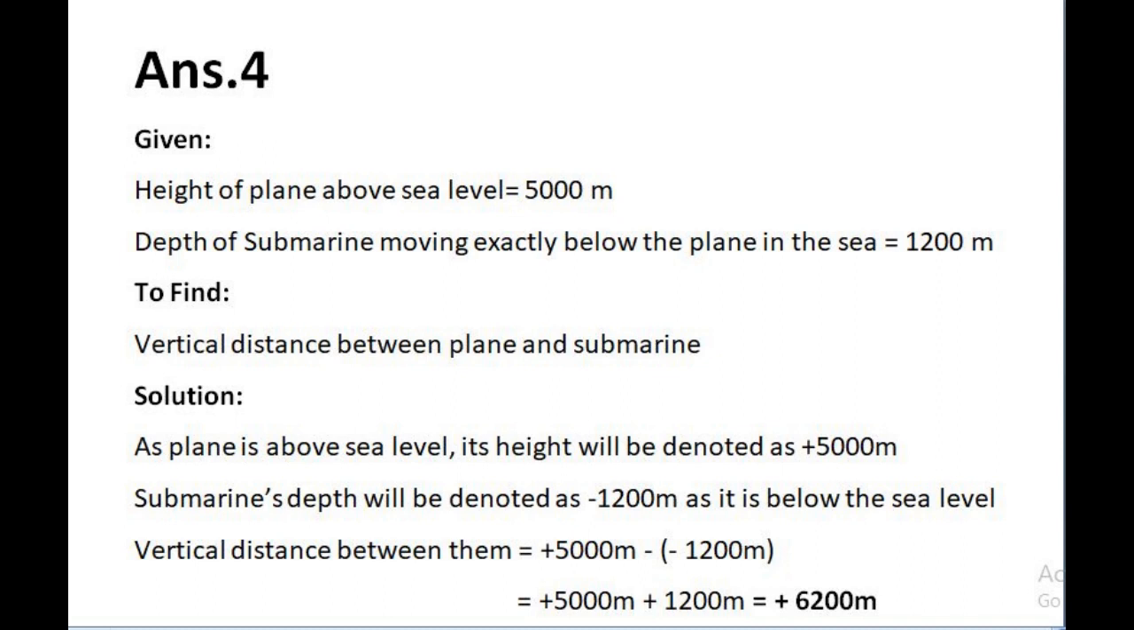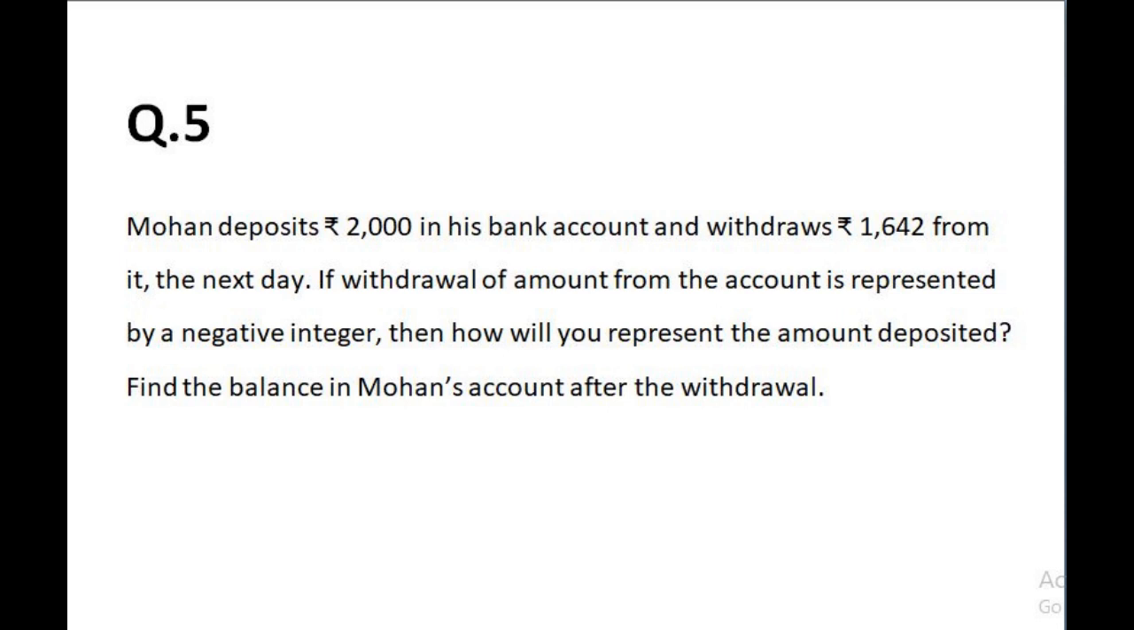So in the solution part, the vertical distance will be 5000 minus minus 1200 meters. Why are we doing subtraction here? Because we calculate the answer with respect to sea level. So 5000, when we open the bracket, minus will become plus. So 5000 plus 1200 meters is 6200 meters. So this is your answer of question number 4. Now see question number 5.